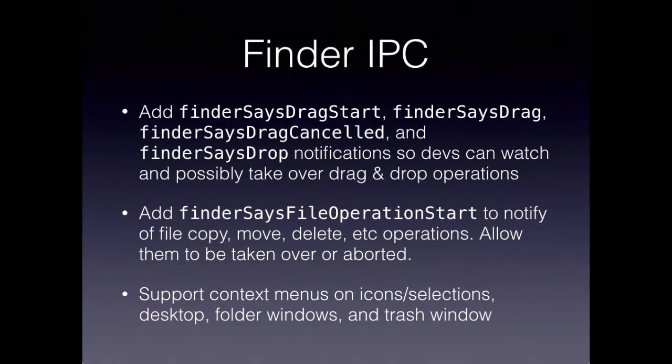Obviously, support for context menus on icons and selections of icons, desktop, folder windows, the trash, anything else we want to add that to. There'd be use cases probably for submenus and adding support for Finder extensions to add a submenu instead of just a single item or a set of items.